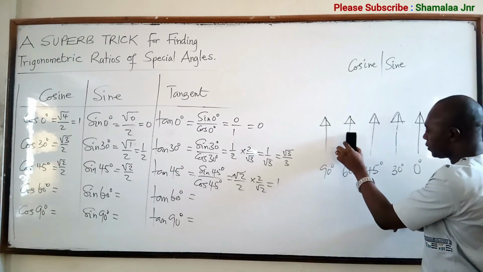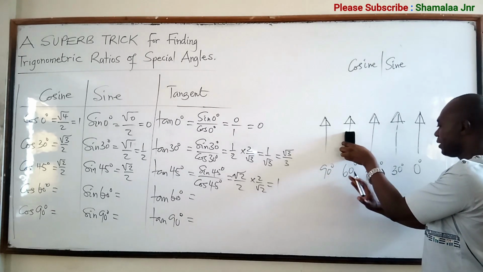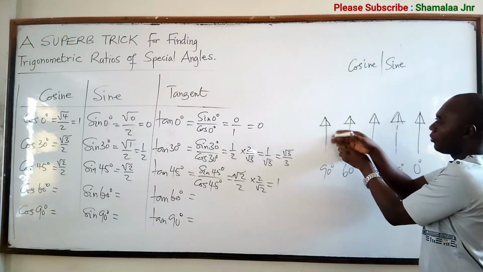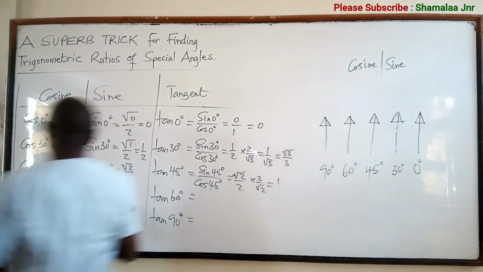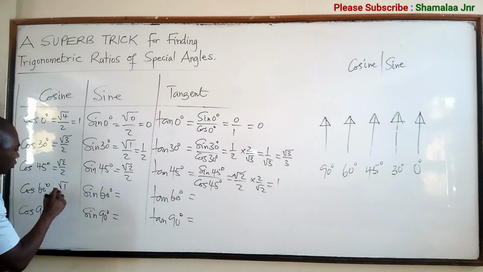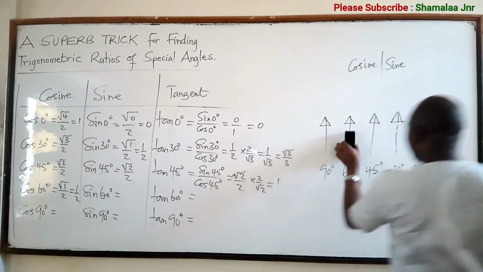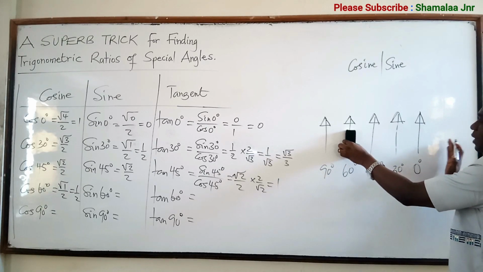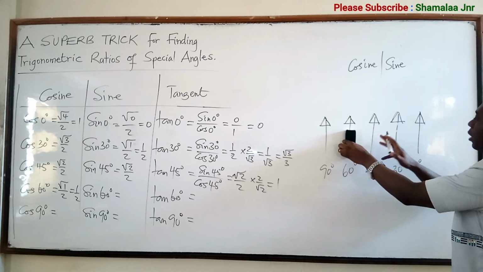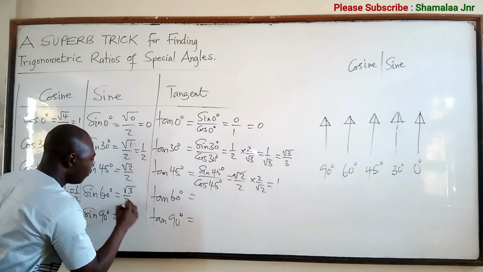Let's look at cos 60 degrees. So cos 60 degrees, if I've covered this arrow, then I have only one arrow on the left hand side. Are you seeing it? So that will be square root of 1 over 2, and that will be 1 over 2. Now sin 60 means you have to cover this one and count the number of arrows on the right hand side of the covered arrow. So that will be 1, 2, 3. So square root of 3 over 2.